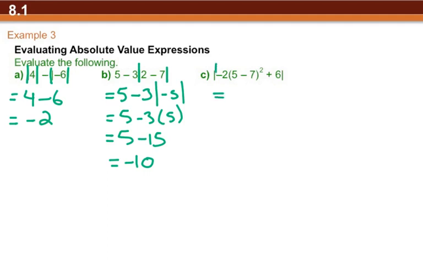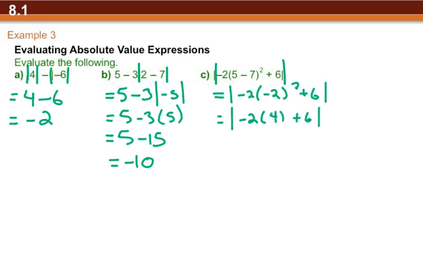C, we have one set of absolute values around the whole operation, so we'll do all the work inside first, and then we'll take the absolute value at the end. So we have absolute value of negative 2. We'll do 5 minus 7 gives us negative 2, that is squared, plus 6. We'll do negative 2 squared, that is 4. We'll do negative 2 times 4, that's negative 8. Negative 8 plus 6 is negative 2. And absolute value of negative 2 is 2.